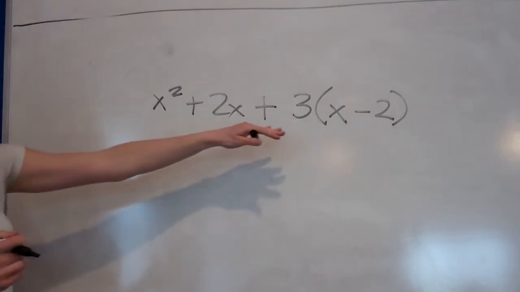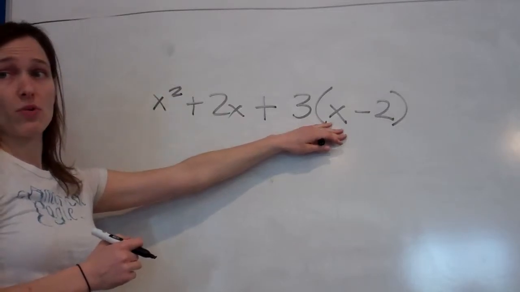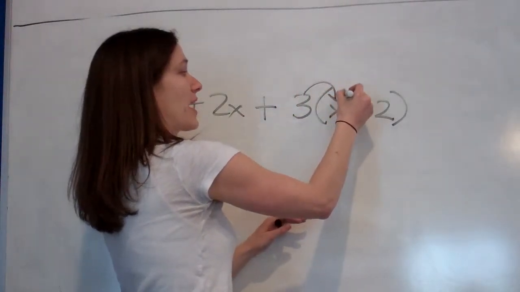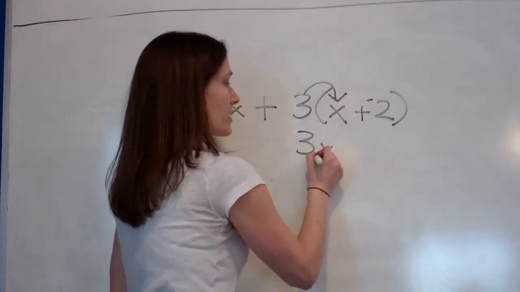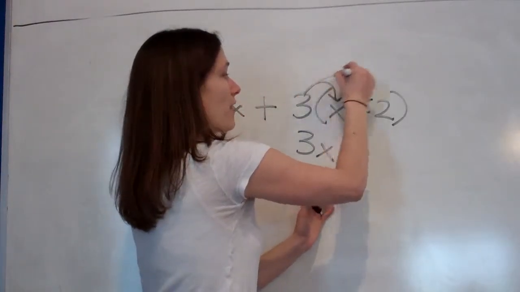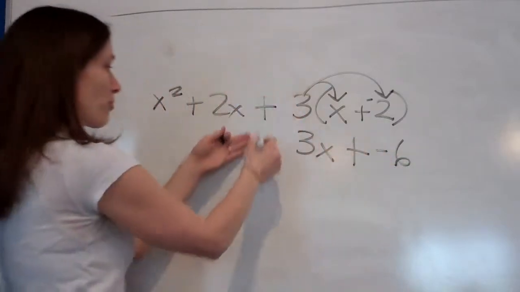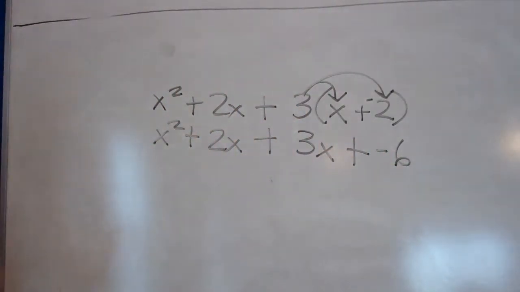Now, we're going to start there first. Does everybody understand why we're starting here first? So we're going to go 3 times x. I'm going to make this a plus negative. So this is going to become 3x plus, and then 3 times negative 2, negative 6. And I'm going to bring everything else down. Everybody see how I did that?